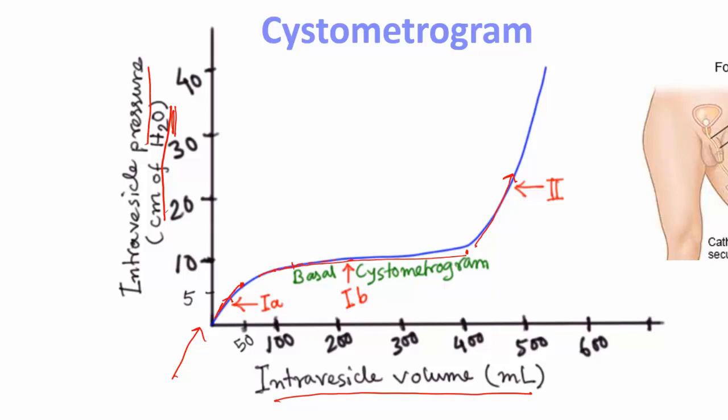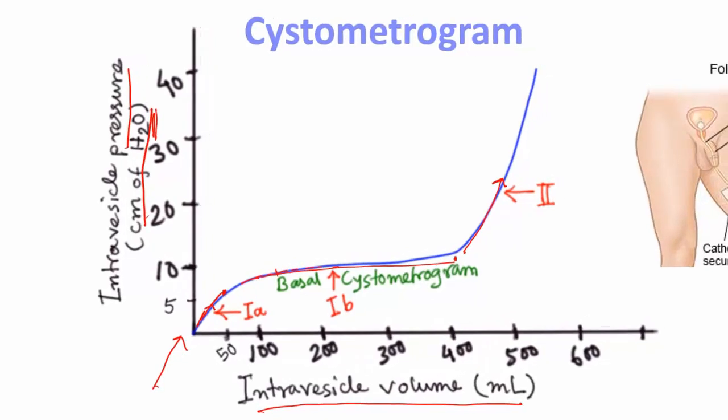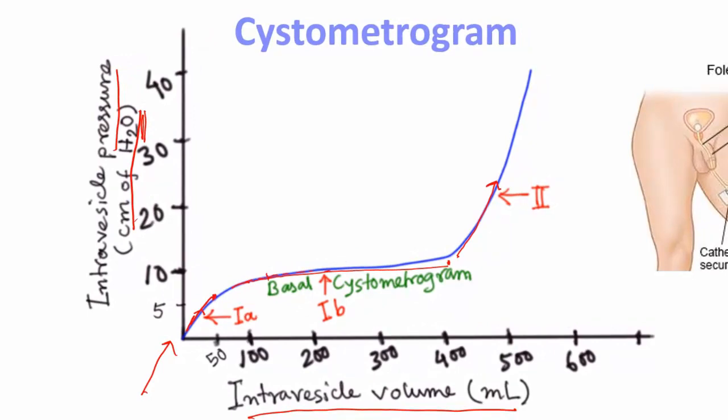So in this 1B or basal cystometrogram, that is the almost constant pressure, how is it maintained? You know one point, that is the plasticity of the bladder. So the fiber relaxes when the volume increases, and the pressure remains almost constant.